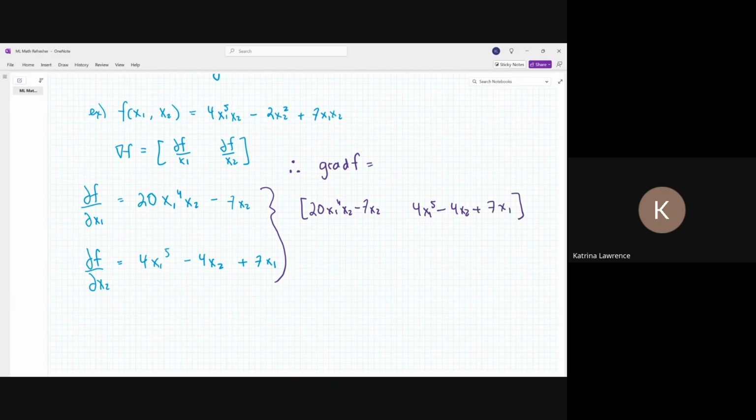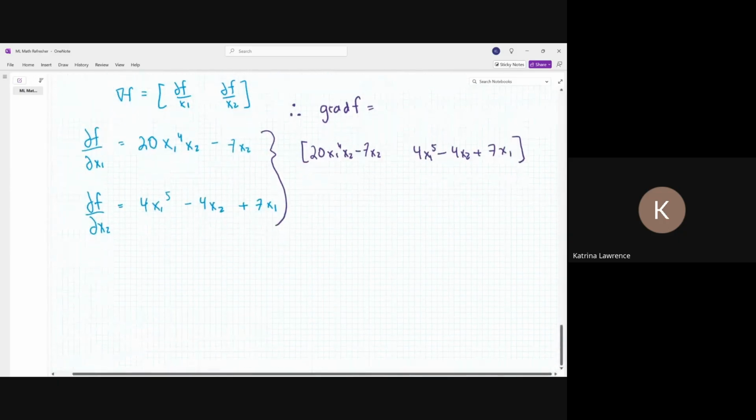So there we go. Now you've already learned how to find a gradient in a multivariable setting. That's a really important skill to have. And again, like I said, it has so many applications in machine learning and neural networks and really understanding the gradient descent algorithm. So make sure that you remember this one.